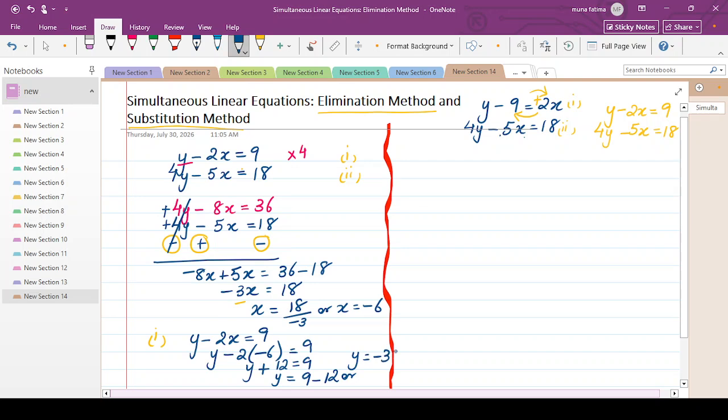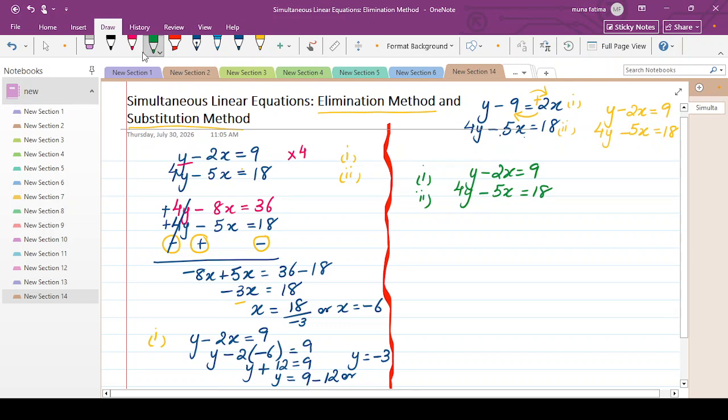We found both the values using the elimination method. Now we're going to solve the same equation using the substitution method. Let's write down the equations before we start. The first equation, y minus 2x is equal to 9, and the second equation, 4y minus 5x is equal to 18.